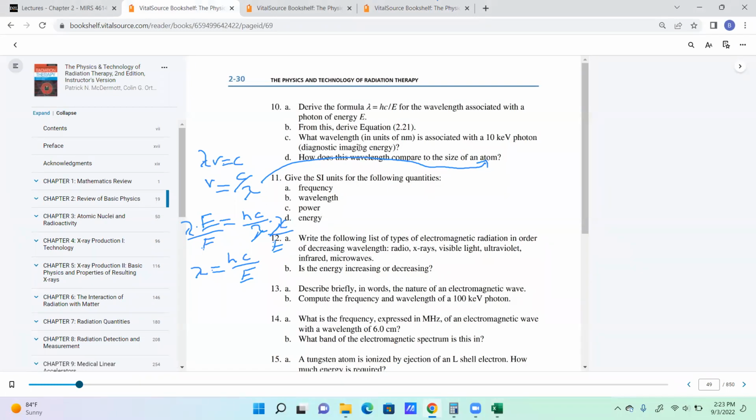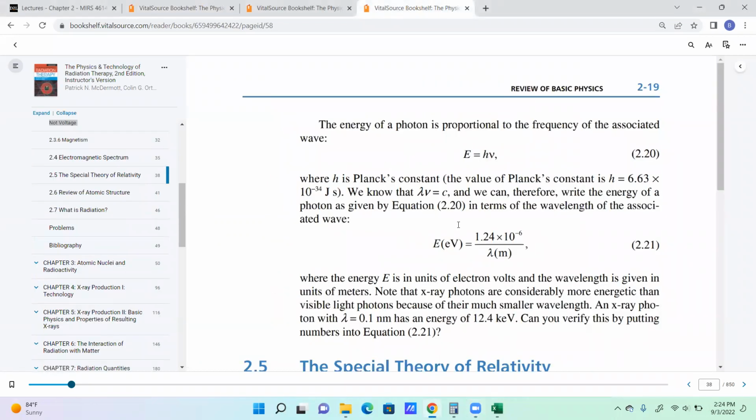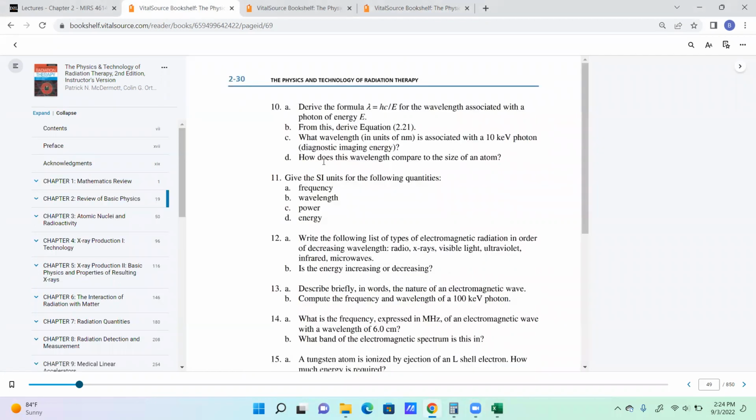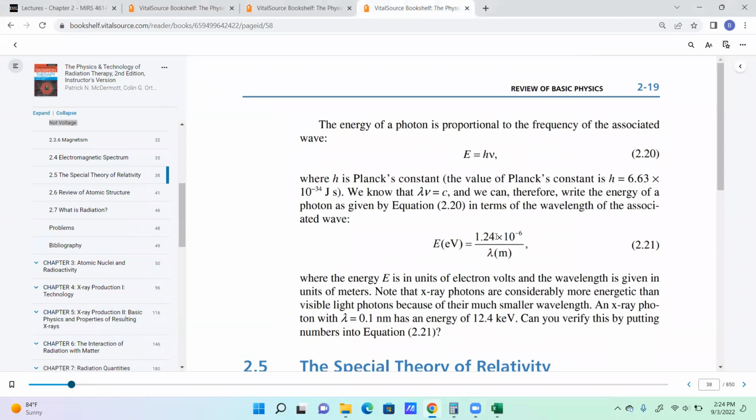What wavelength in terms of nanometers is associated with a 10 keV photon? So let's clean things up here a little bit. Okay, so what wavelength? Again, what formula are we going to need to use? We know what the energy is, but this will tell us what the wavelength is. So basically we take this equation and rearrange it.